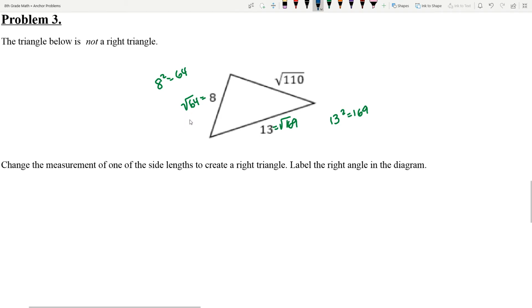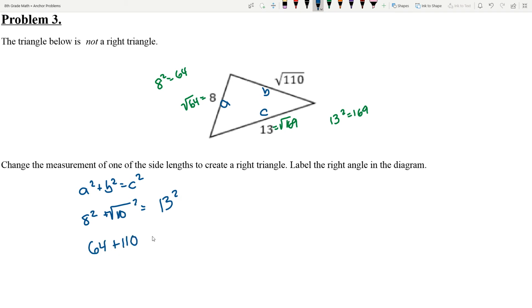And so what that would mean is, it's saying it's not a right triangle, but I want to prove it real quick, that this would be my A, my B, and then my C. Let's just make sure that it's not, all right? So if A squared plus B squared equals C squared, that would be 8 squared plus the square root of 110 squared would have to equal 13 squared. We're going to find out that 64 plus 110 is 174. That does not equal 169.